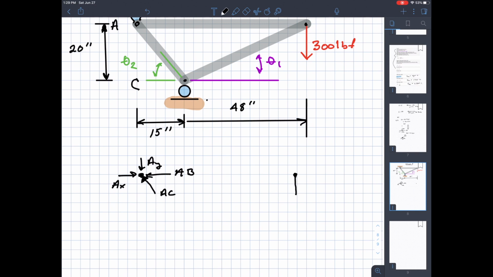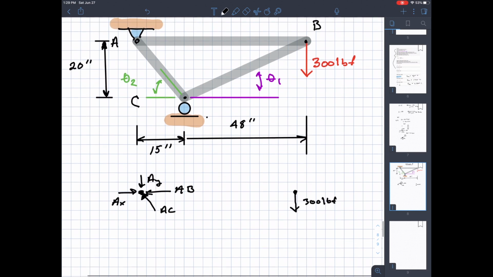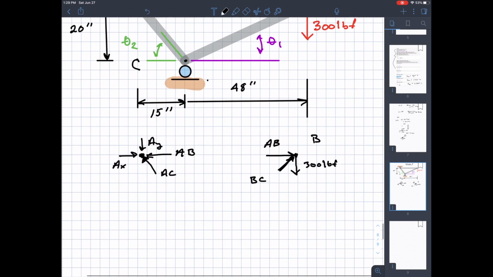We draw those forces in, 300 pounds coming down. Okay, and then drawing the member forces in compression, we have AB coming this way, and then in compression we would have BC coming this way. All right, so that's joint B. And then finally joint C.